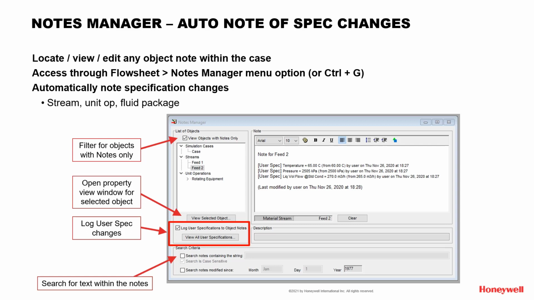So importantly as well, in this Notes Manager, we have a way where we can get UniSim Design to automatically write notes about any specification changes that have been made by the user. So this checkbox here lets us switch that on, and you can see an example here in this stream called feed2, where it's noting down that the user has made specification changes.